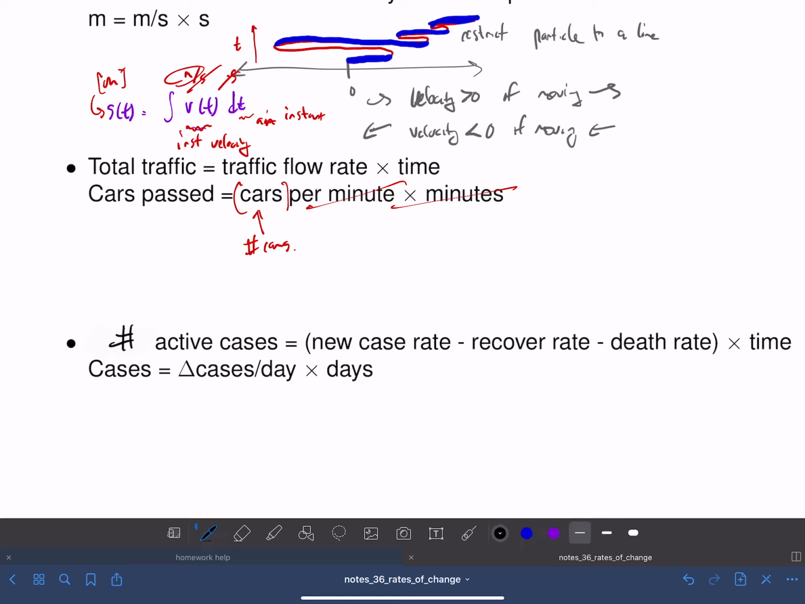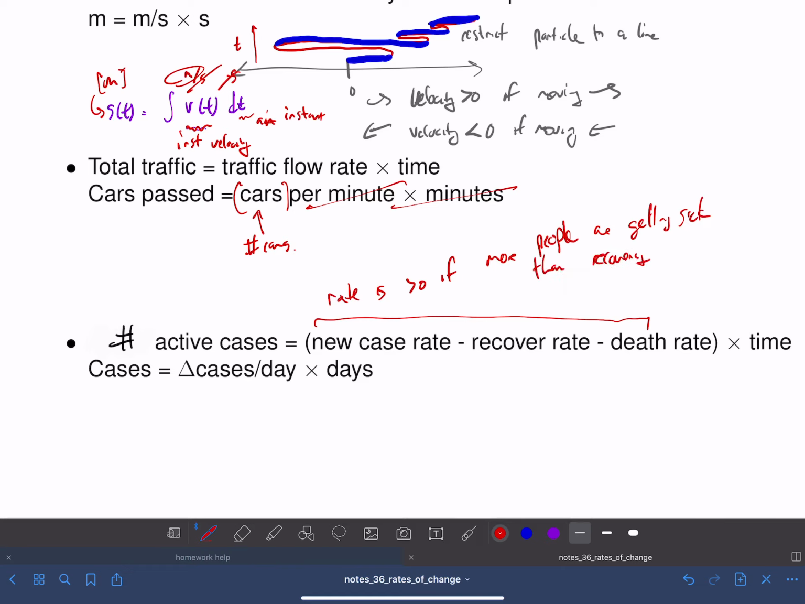And that net rate is bigger than 0 if more people are getting sick than recovering. And that rate is less than 0 if more people are recovering. Or, because we're talking about active cases, the sad reality is that they could actually be dying.